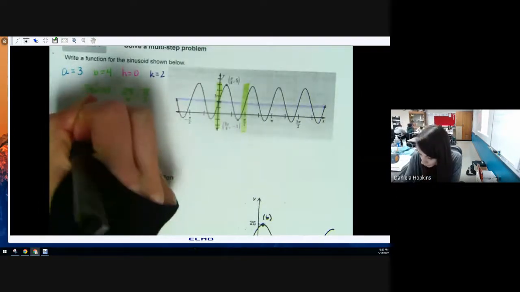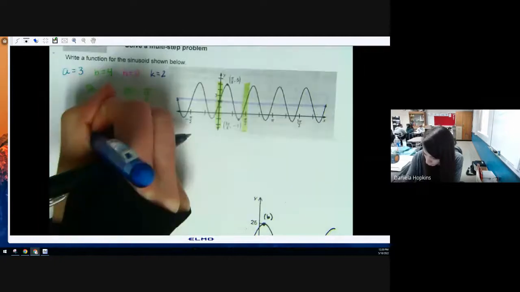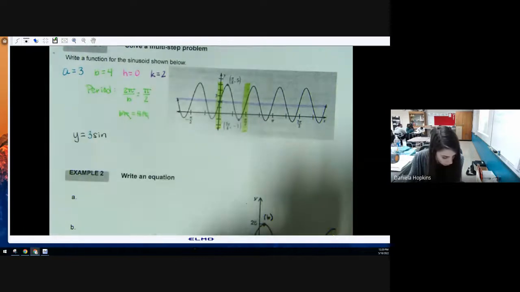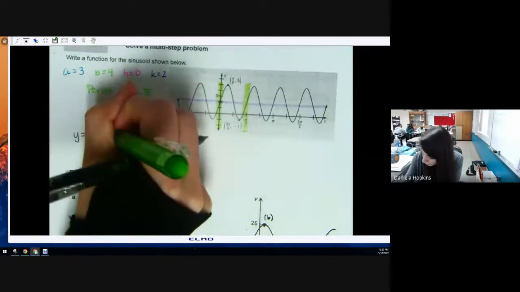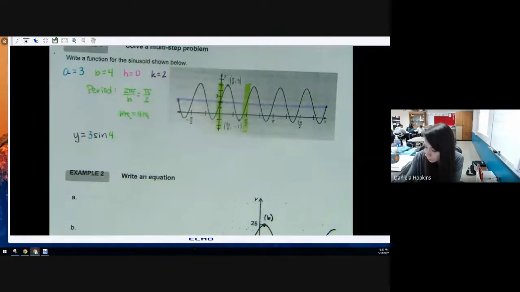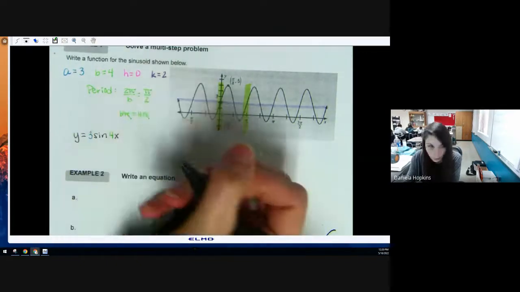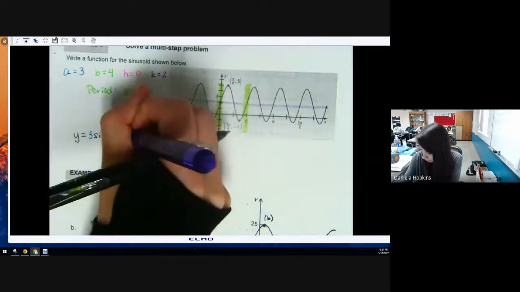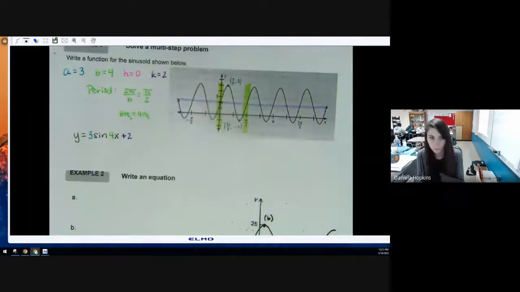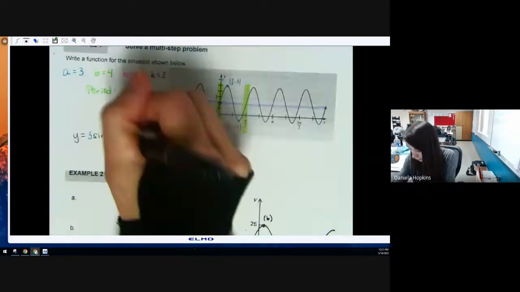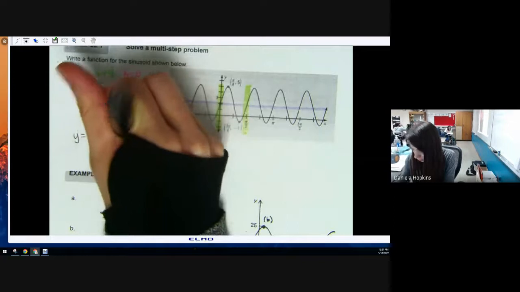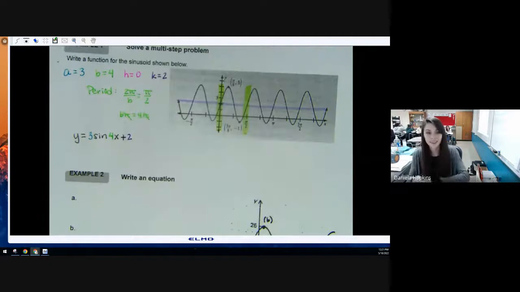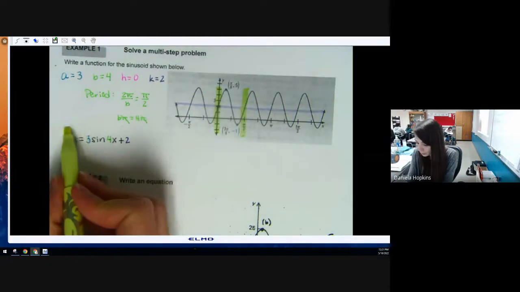So when I fill all this in, it would be y equals 3 times sine of 4x. I don't need a parenthesis or anything because I'm not shifting it to the side. So really you don't need to put x plus 0 or anything like that. Just 4x plus 2. For the sake of color, I should just make that up. And that's it. So it's kind of a process.